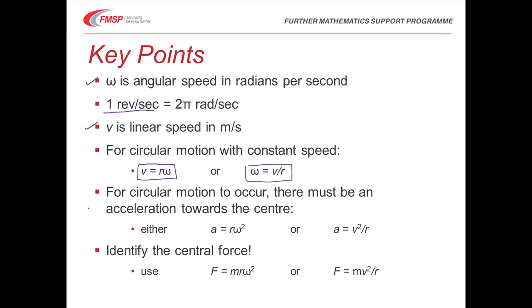For circular motion to occur, there must be an acceleration towards the centre of the circle. So again, depending on whether we know angular speed or linear speed, there are 2 versions for the acceleration. There won't be any acceleration perpendicular to that, so it's always important to resolve horizontally and vertically when you're doing circular motion. And finally, identify the central force. What force or what components of forces are acting towards the centre of the circle? So F here stands for the resultant force towards the centre, because that will be the force that's producing the acceleration which will give us circular motion.